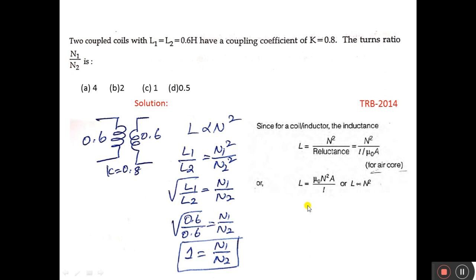Very simple problem. Mostly in the Teacher Recruitment Board, they are asking basic problems. If we have basic ideas, we can easily pass the Teacher Recruitment Board exam. The answer is option C.